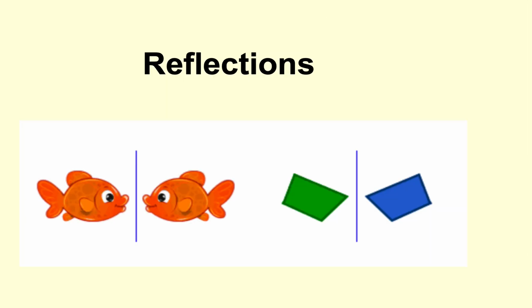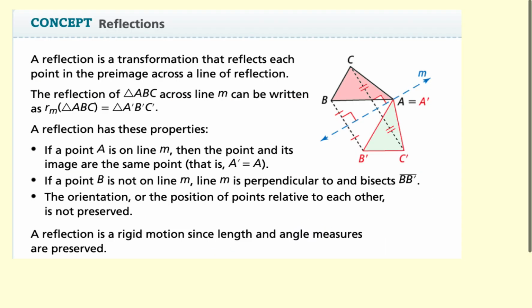We are going to be talking about reflections. And these two are examples of reflections. We're going to talk about it in terms of mathematics. And this is the mathematical description of a reflection. A reflection has to have a line of reflection, and each point will move.